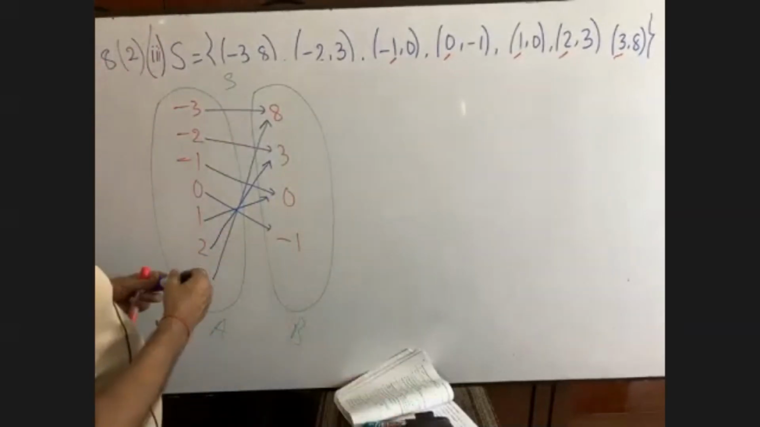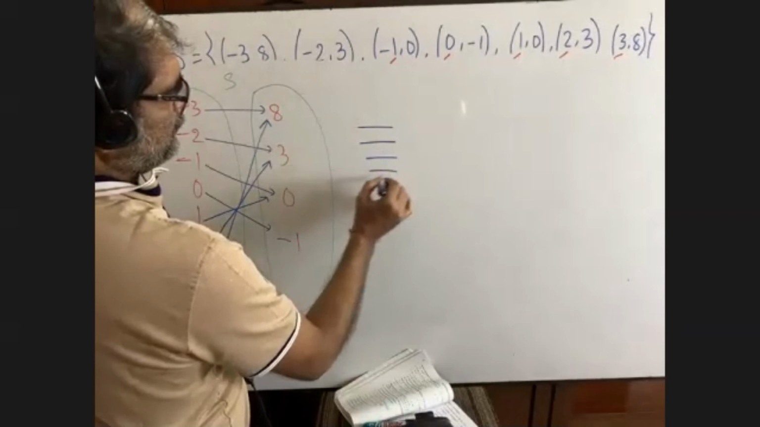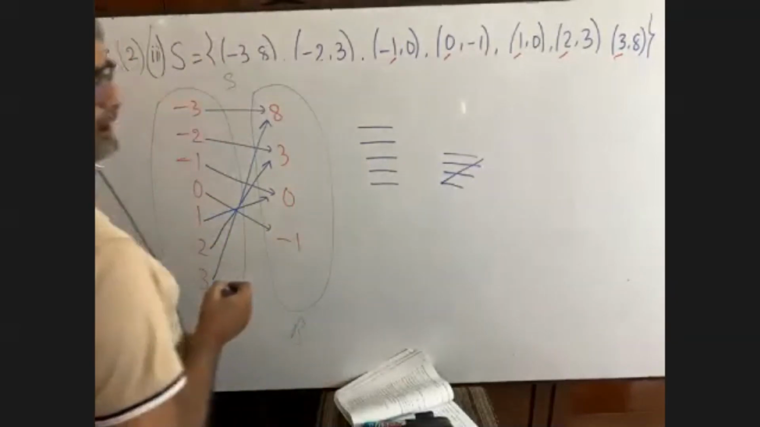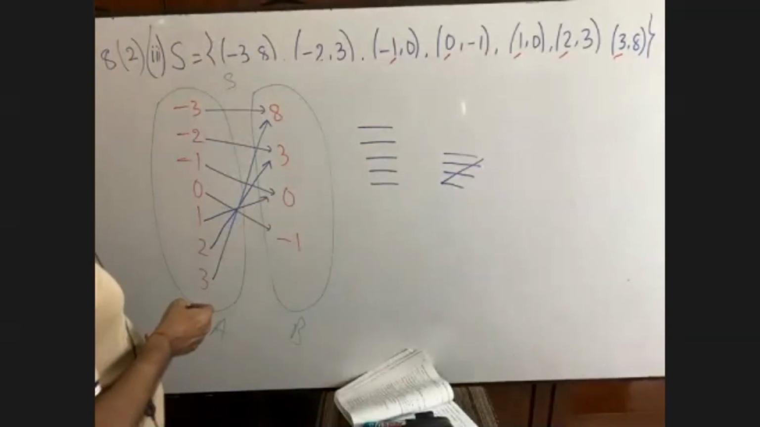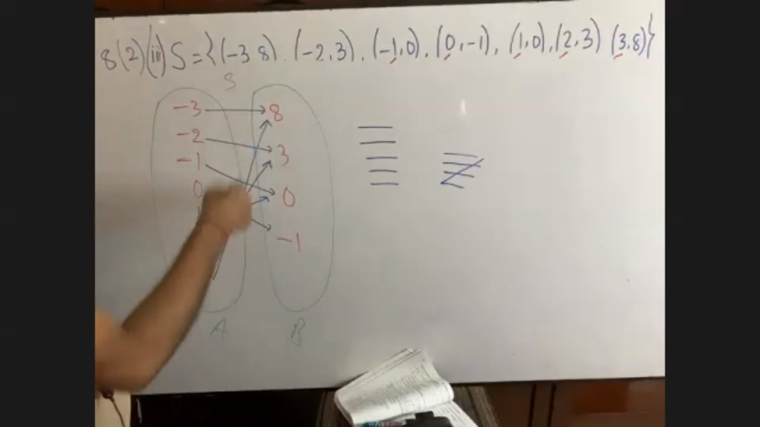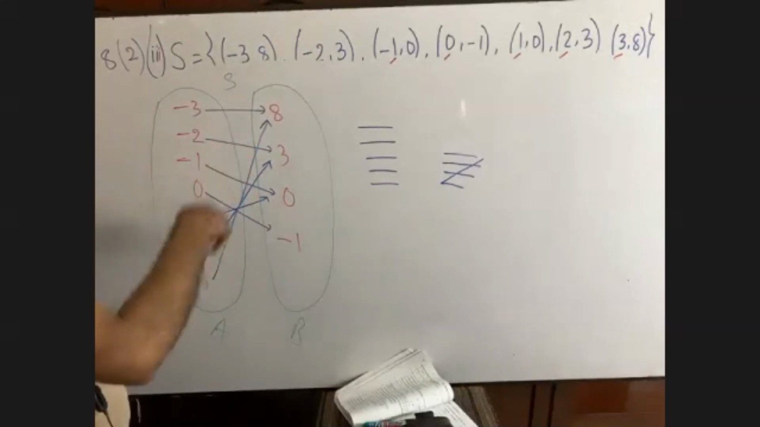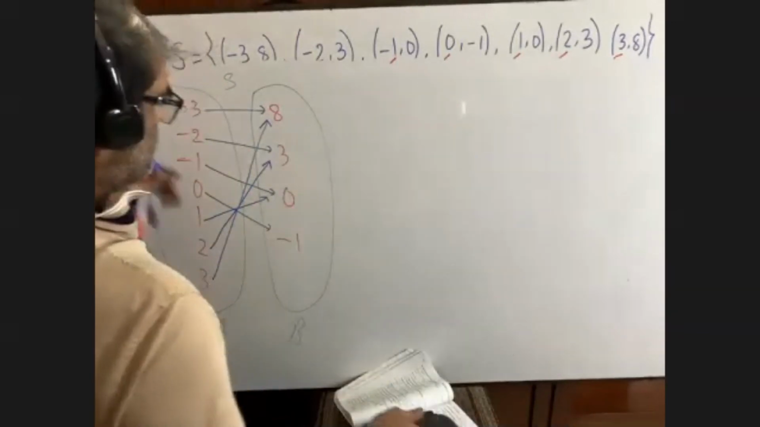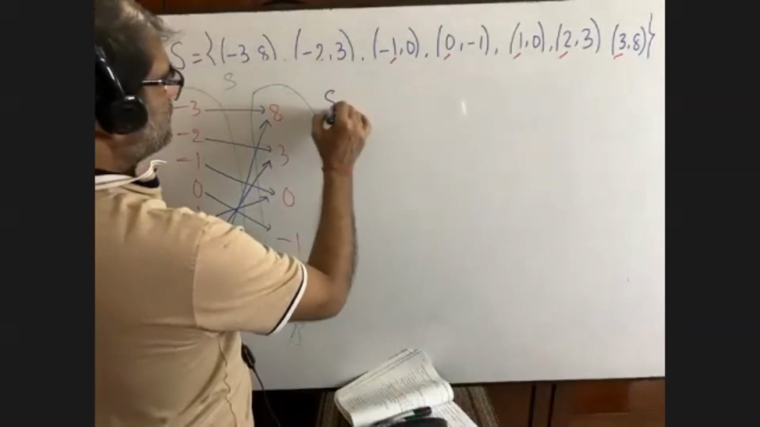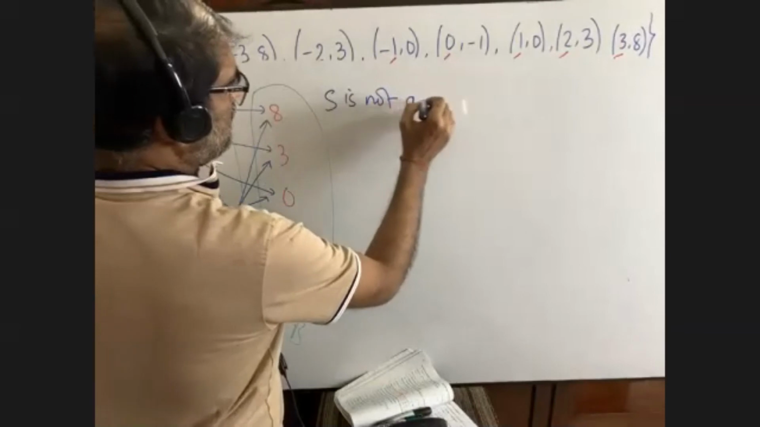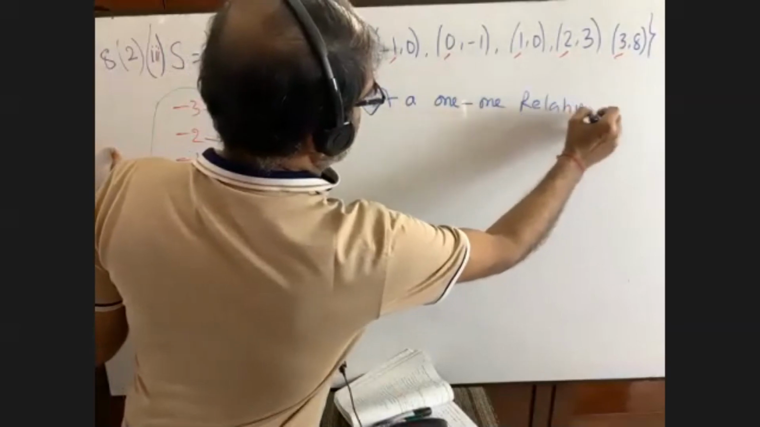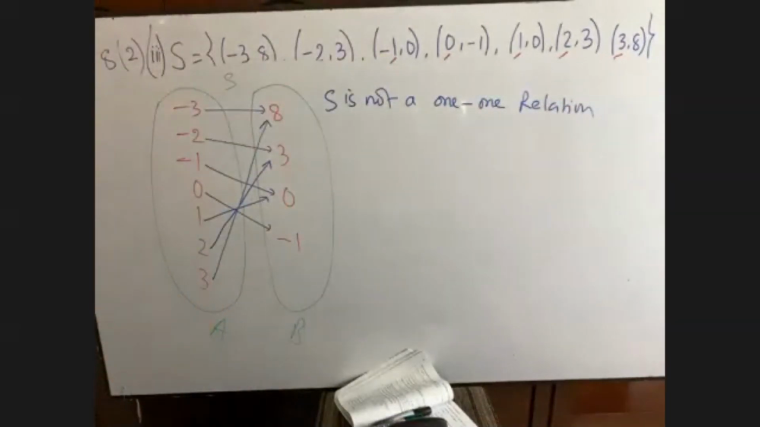By the way, a one-one relation will be like this. But if you see anywhere any line crossing another line, then it is not a one-one relation. You have seen some lines have crossed another line, okay? So it is not a one-one relation. So you write down: S is not a one-one relation. Have you got it?